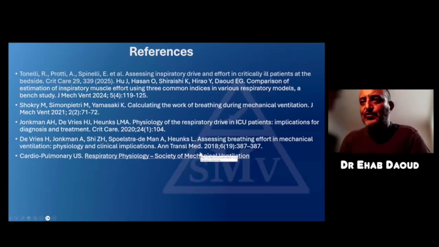I know I tried to rush through it, and there's a lot of topics, but I'm sure this will be discussed a little bit later, and if not today, maybe in further webinars.